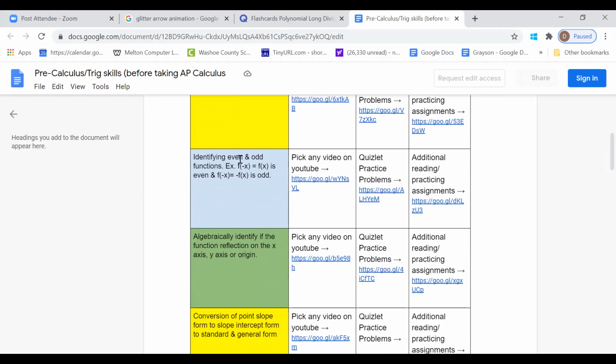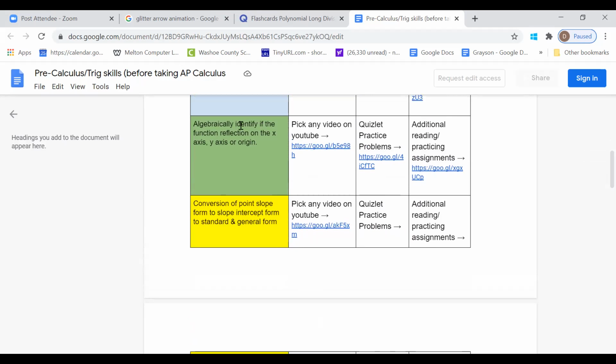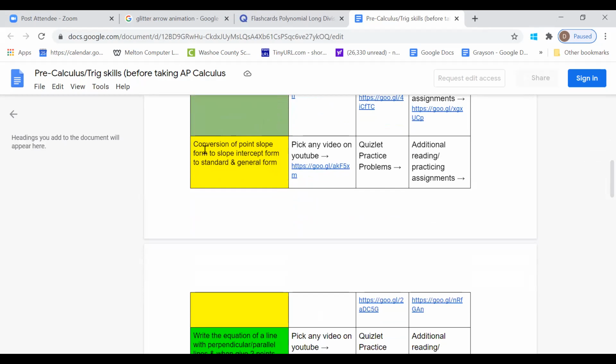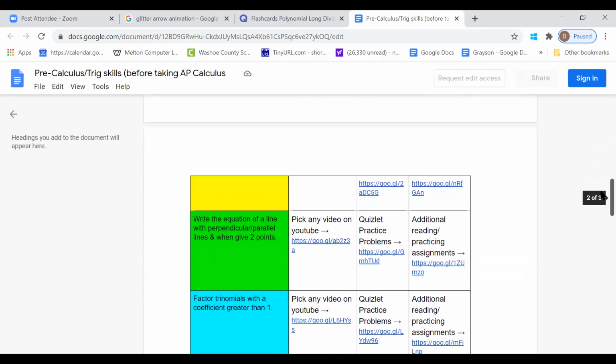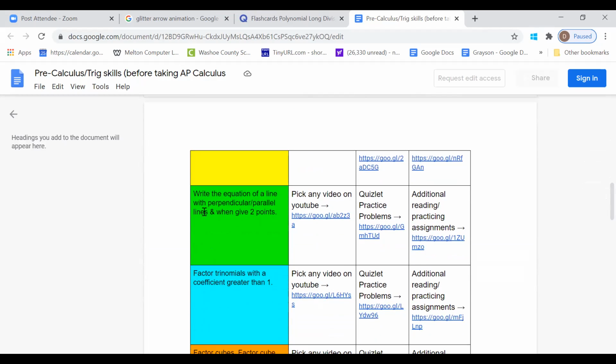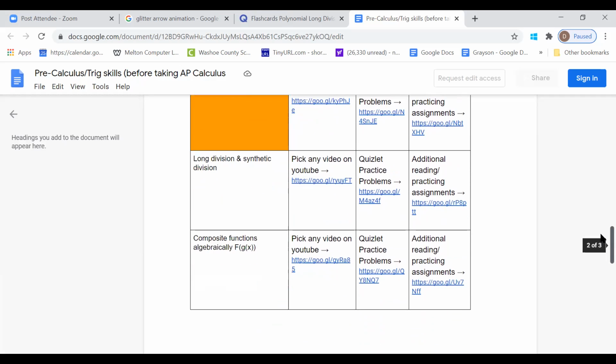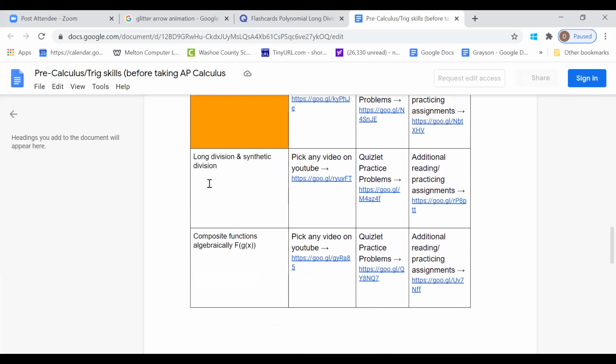Next is identifying even and odd, which we talked about yesterday. Next, after that, algebraically identifying if the function reflects on the x, y axis or origin, which we also talked about yesterday. Today, it is about conversion of point slope form to slope intercept form and standard form and general form. Writing the equation of a line with parallel perpendicular lines when given 2 points, which we talked about. Factor trinomial with a coefficient greater than 1. We also discussed that earlier this week. Factoring cubes, factoring cube sum and differences, which we also went over. Long division, synthetic division, which we talked about.